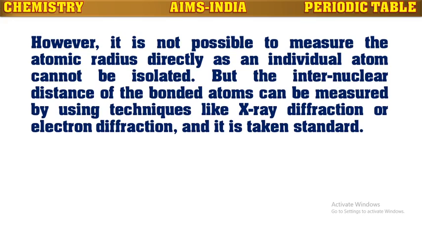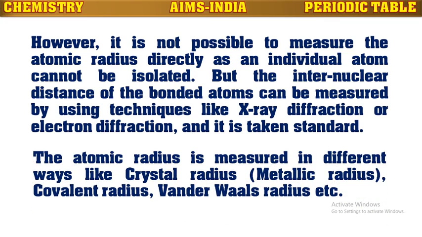However, it is not possible to measure the atomic radius directly, as an individual atom cannot be isolated. But the internuclear distance of the bonded atoms can be measured by using techniques like X-ray diffraction or electron diffraction, and it is taken as standard. The atomic radius is measured in different ways, like crystal radius, that means metallic radius, or covalent radius, van der Waals radius, etc.